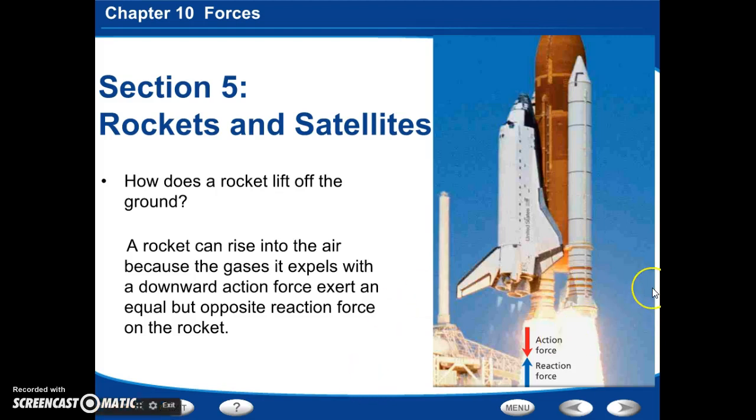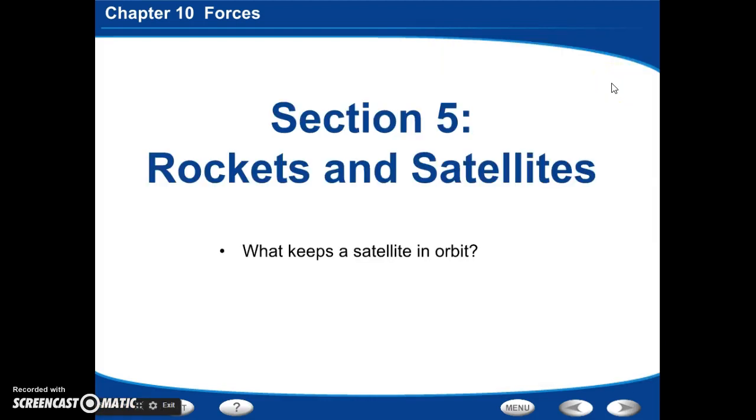And we know that Newton's third law says for every action there's an equal and opposite reaction. So the gases that expel here, it expels here with a downward force. It exerts an equal and opposite reaction to get the rocket off the ground. So as long as the force of the gases that it expels is greater than that gravitational pull, it will move the rocket in an upward motion.